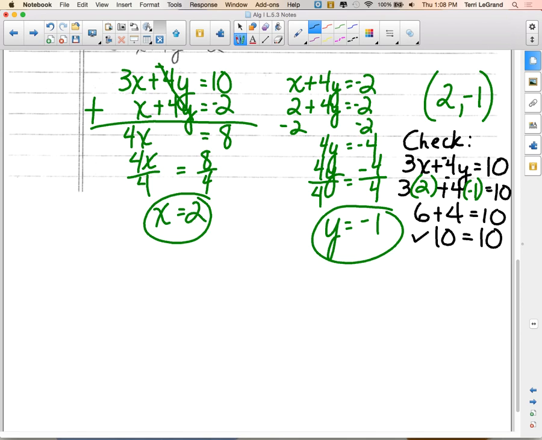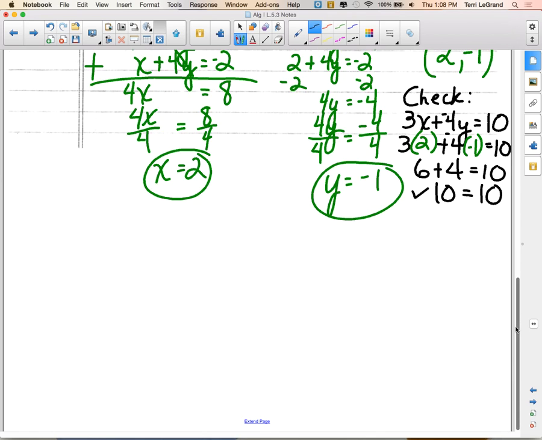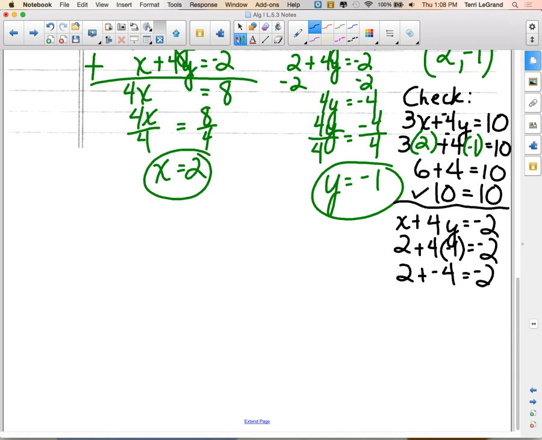That one. Does it have to check out in both of them? Absolutely. This point could just be on one of the lines and not be the point of intersection of these 2 lines. So we need to do a check problem for the other one. I kind of think if some of us would have done check problems on the checkup quiz, well, maybe not, that might not have even helped us. So 2 plus 4 times -1. Appears to check out in both of them.